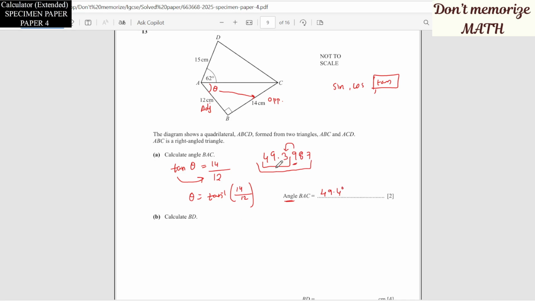Because suppose in the next question you are using this angle, you cannot use 3 SF, you have to use this copied number, then only you will get the final answer properly. Okay, please make sure of that. So that's why I wrote it here. I will show you for the next question how I am using this.